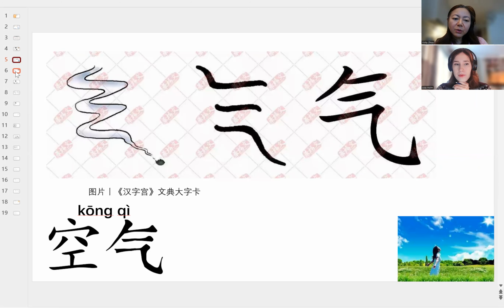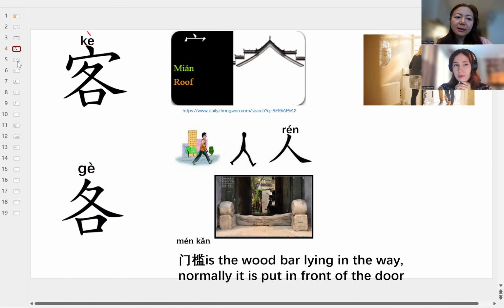Before we come to this 客气, we take a look at what is this 气. Is it wind? 气 is the air. 空气, still the air. 气 is the air, 空 is empty, 空气 together still is the air. And just now we mentioned this 客: 客 is guest and the 气 is the air.